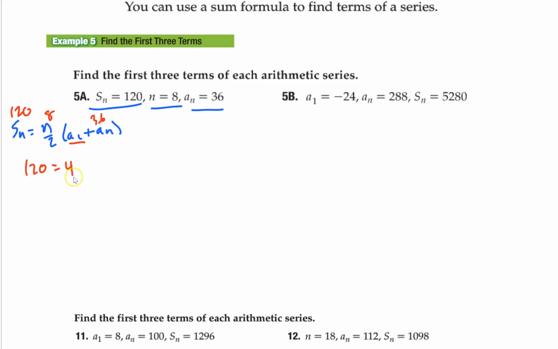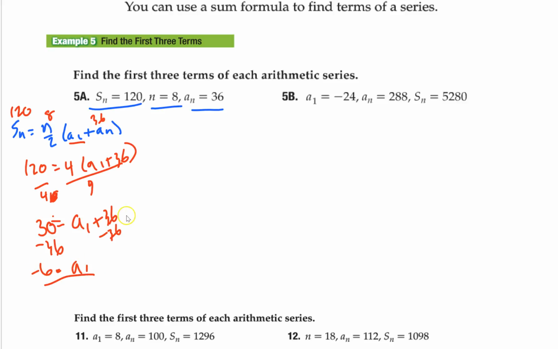120 equals 4 times a_1 plus 36. Divide by 4 is probably the easiest thing to do. And I get 30. Oh, divide by 4 and that's 40. Duh. 30 equals a_1 plus 36, minus 36. a_1 equals negative 6. So that's my first term.